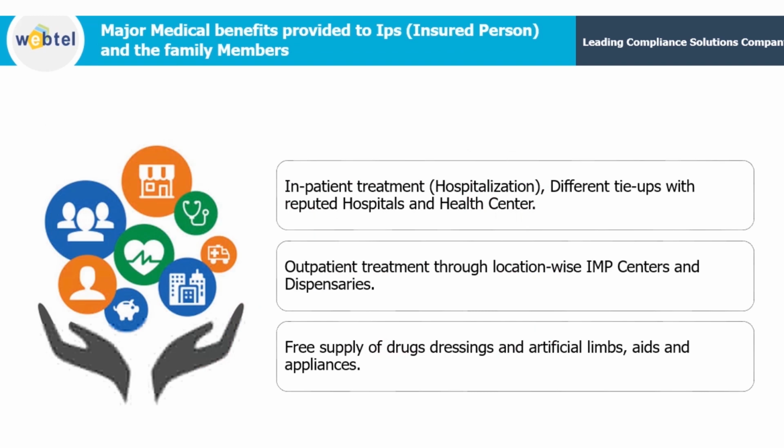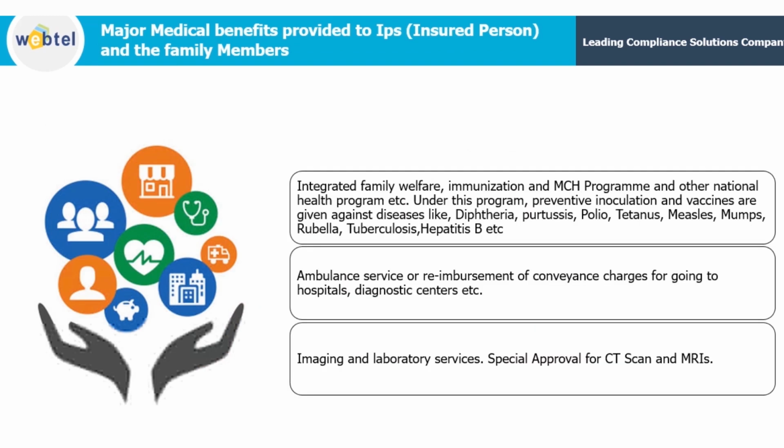If there is outpatient treatment, in that case location-wise ESIC dispensaries and IMP centers are available. Also, the employee can have a free supply of drugs, dressings and artificial limbs if required from the ESIC tie-up dispensaries and other medical centers. There are some other programs also in which the employee can have vaccinations against diseases like diphtheria, polio, tetanus, measles.